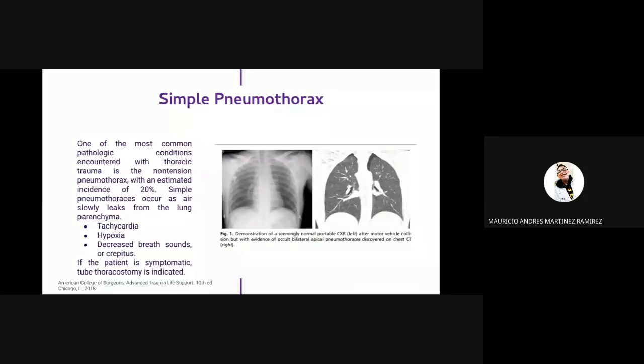In this X-ray, we can see a seemingly normal portable chest X-ray after a motor vehicle collision, but with evidence of bilateral apical pneumothorax discovered in the chest CT, as shown in the right image.